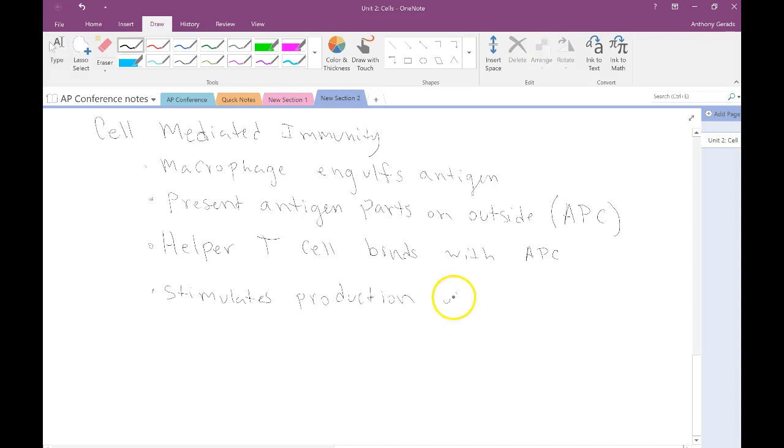Stimulates production of B and cytotoxic T cells.